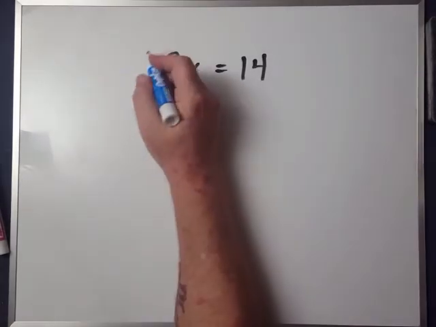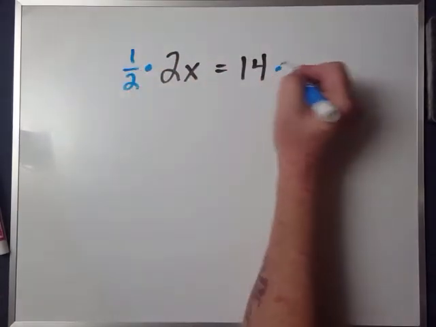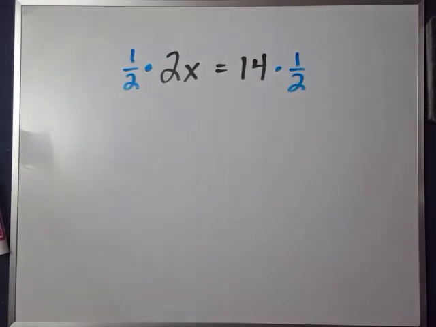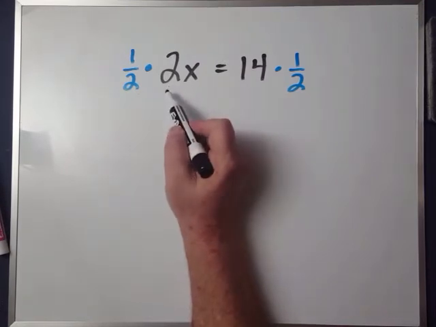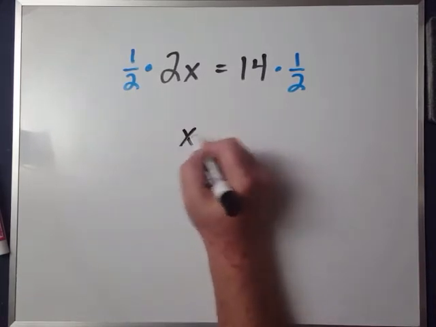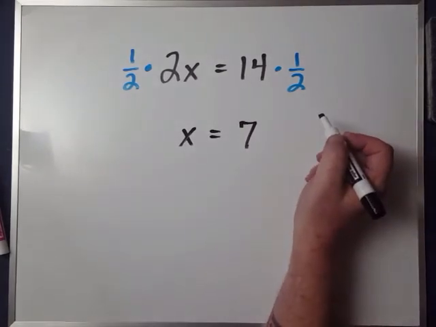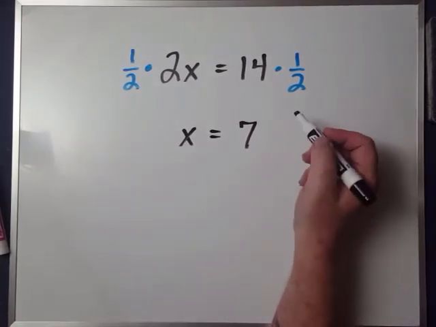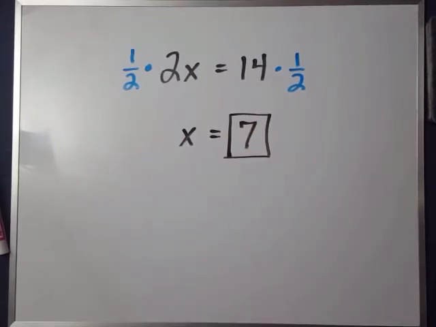So if I multiply both sides by 1/2, half of 2 is 1. In other words, those are reciprocals, and so they cancel. They give me the multiplicative identity, 1x, or simply x, and half of 14 is 7. Multiplying both sides of an equation by 1/2 is the same as dividing both sides by 2.